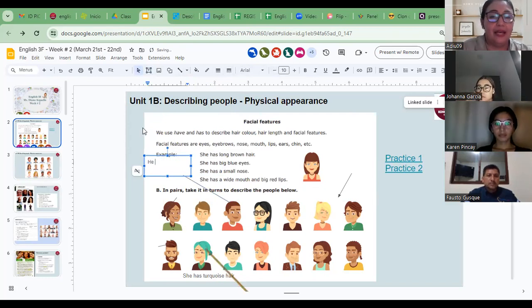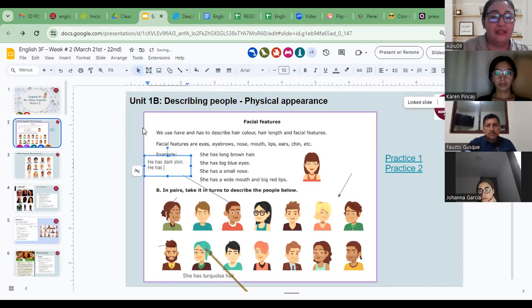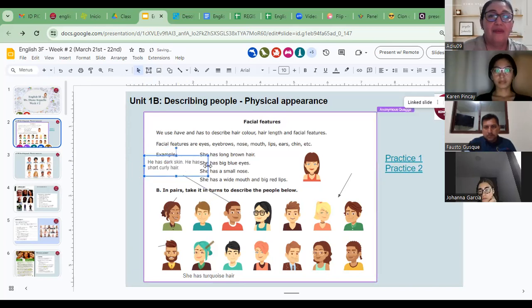And then he has dark skin, right? Probably. That's one description. He has short, curly hair. Because he has curly hair, right? Okay. And you can add a description.